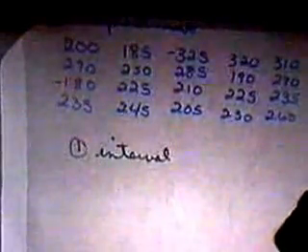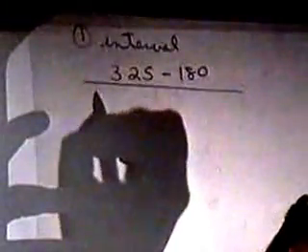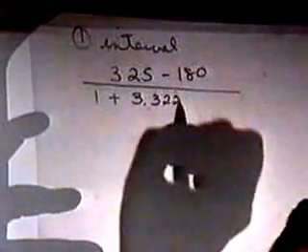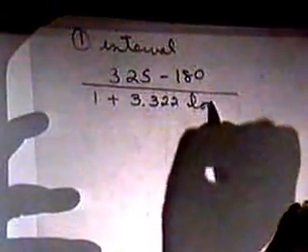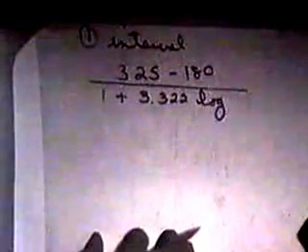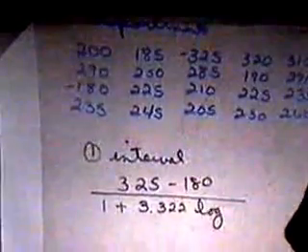Okay. So this formula says to take 325 minus 180. Then it says 1 plus 3.322 times the log of the number of values. So I need to know how many values I have. There's 20 numbers.